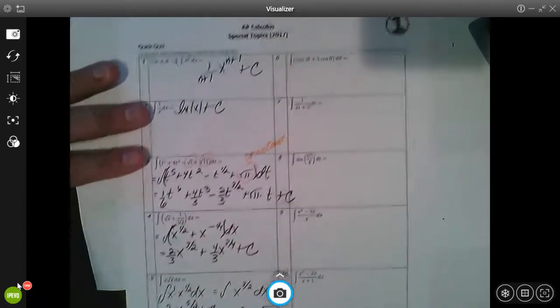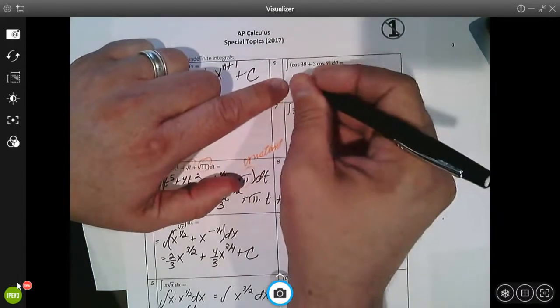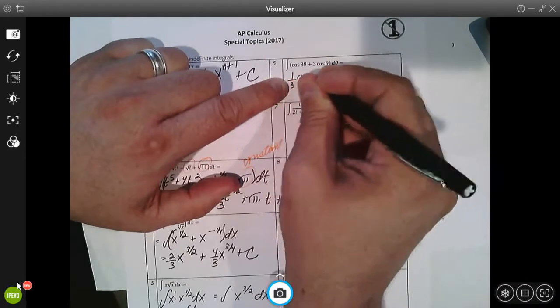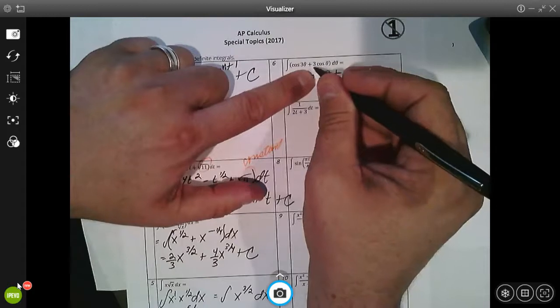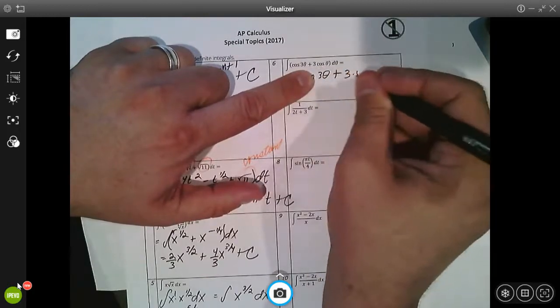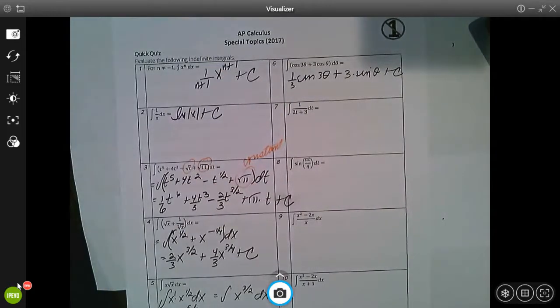All right, let's keep going. The integral of cosine 3 theta is going to be 1/3 the sine of 3 theta plus the integral of 3 cosine theta is 3 times sine theta plus c.